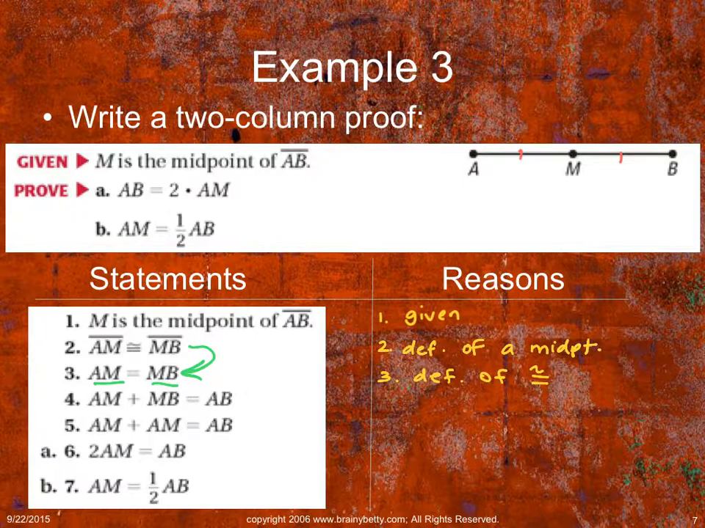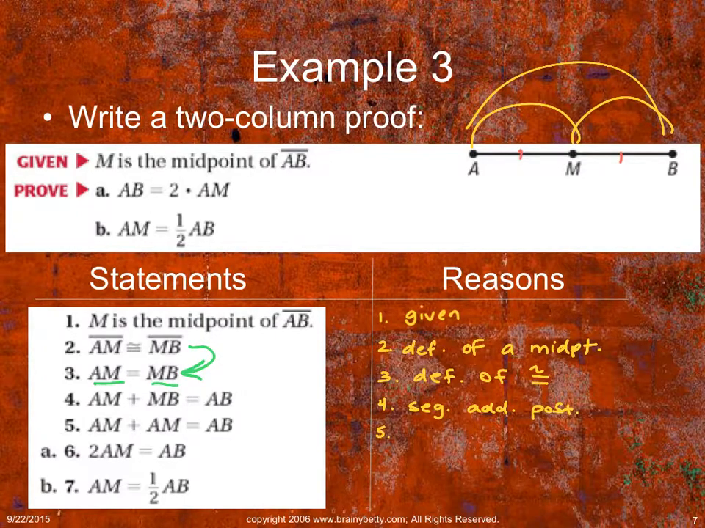Number 4 says AM plus MB equals AB. Where'd that come from? Does AM plus MB equal AB? Segment addition postulate. Five says AM plus AM equals AB. Substitution. We took the MB and replaced it with what we said it equaled.